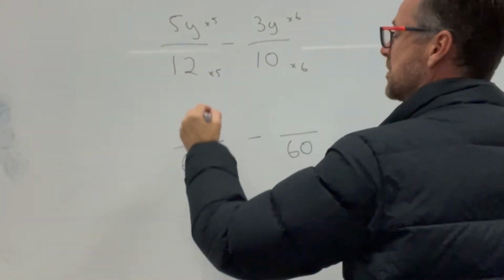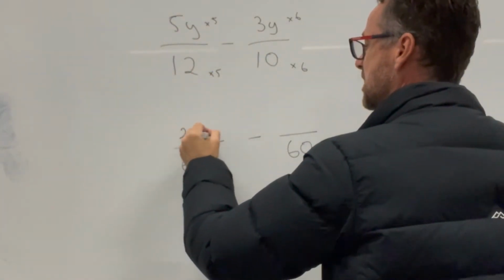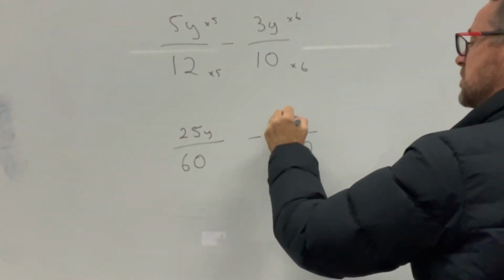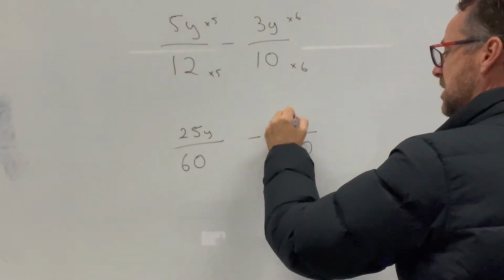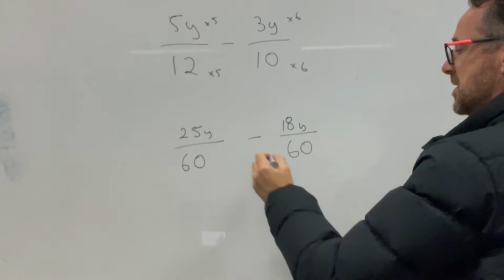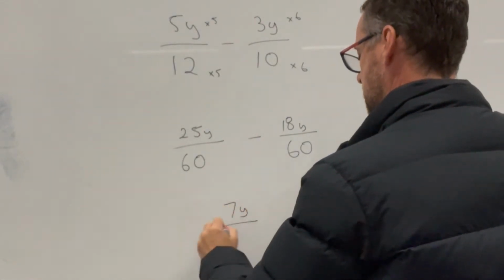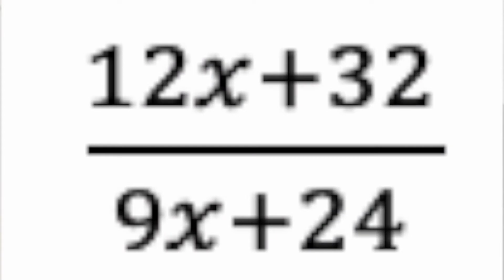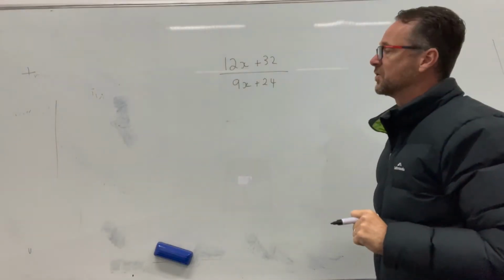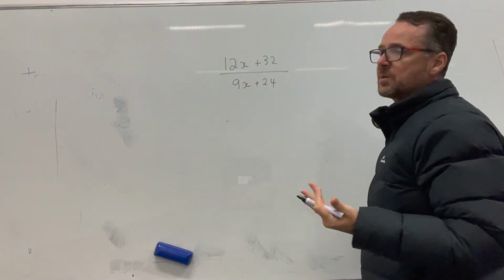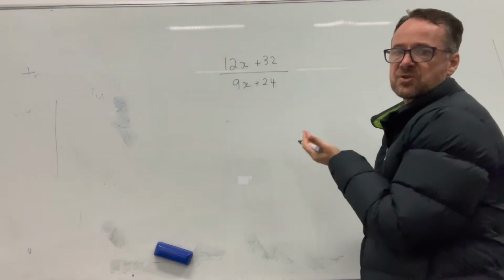5 times 5y is 25y. Take away 6 times 3y is 18y. 25 take away 18 leaves 7y over 60. Here we have an expression on top and bottom of this fraction, and what we want to do here is to cancel. That's what it asks us here.